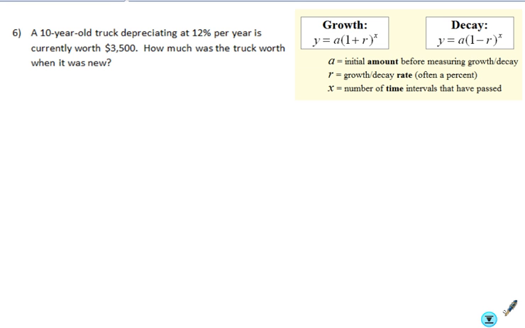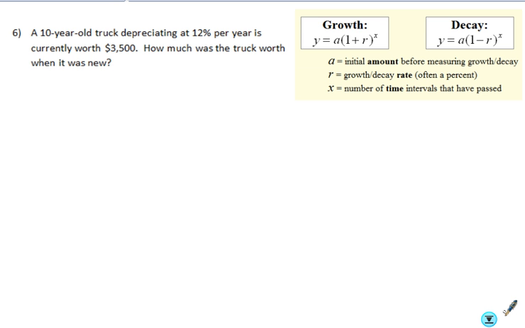Alright, so let's take a look at number 6. Number 6 is going to be similar to what we did in number 4, where we were going back in time. So hopefully right away, when you're thinking back in time, you're thinking negative exponent. But let's just go through here and identify what's happening.